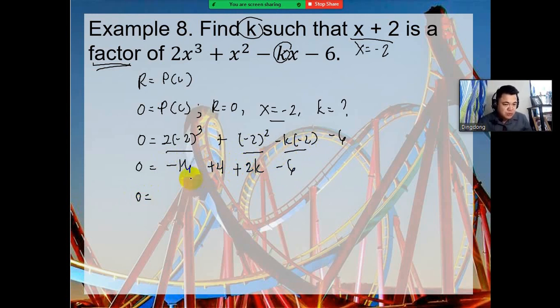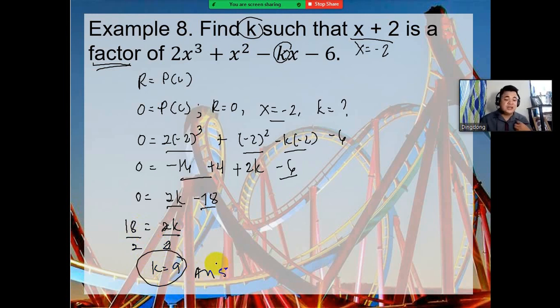Then same thing, we have to combine the constants. So 2k, and then we have negative 16 plus 4 minus 6. Negative 16 plus 4 is negative 12. Minus 6, it's negative 18. Then the next thing is, we need to isolate 2k by getting the opposite of negative 18, which is positive 18, equals 2k. To isolate k, finally, we need to divide both sides by 2. And 18 divided by 2 is 9. So the final answer is 9. That's the value of k.